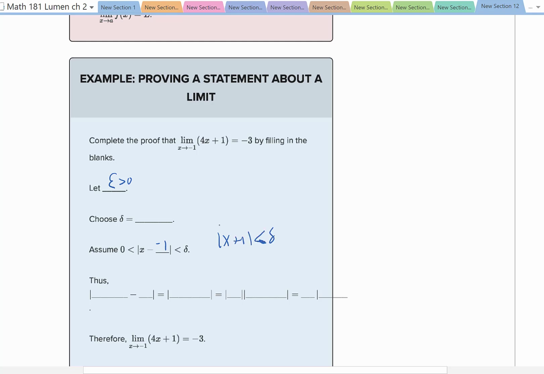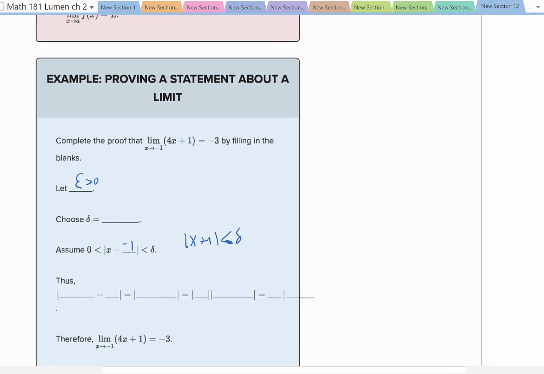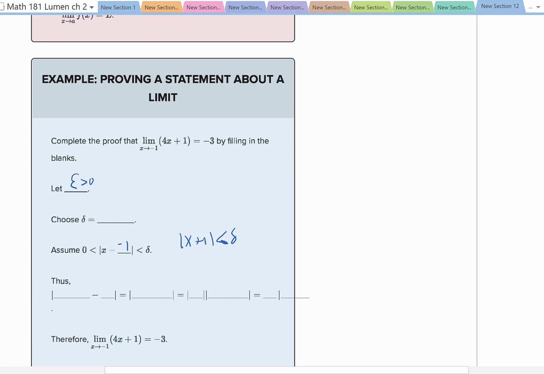And so we're going to work algebraically with this 4x plus 1 minus a -3 to get to something that looks like this x plus 1. So I'll do my scratch work then. And we'd have, we're looking for the absolute value of f of x minus L, and that's going to be 4x plus 1 minus -3. That becomes the absolute value of 4x plus 4, which is 4 times the absolute value of x plus 1.